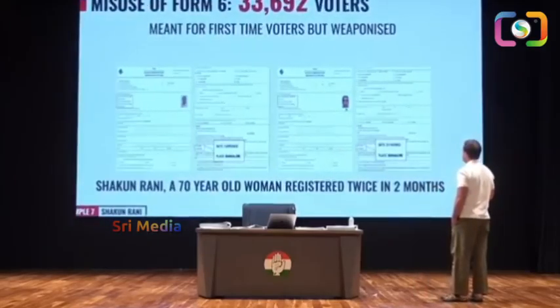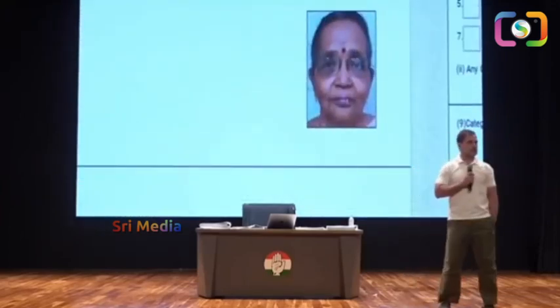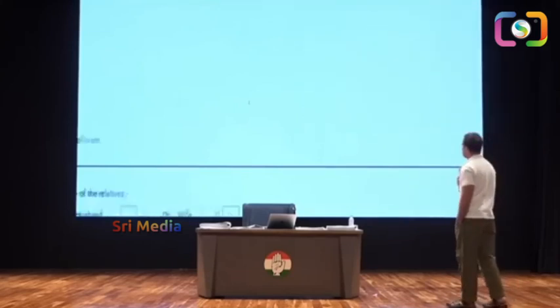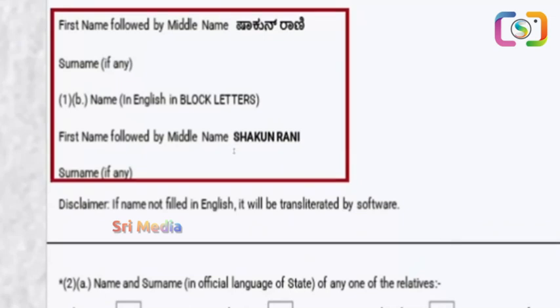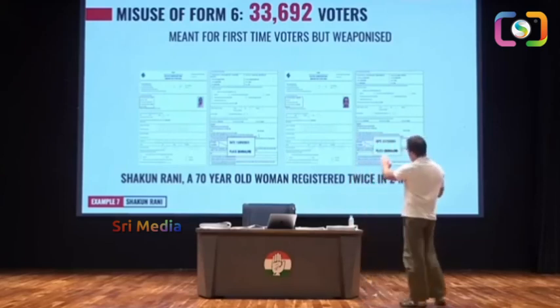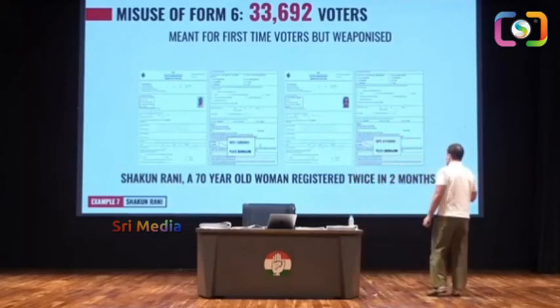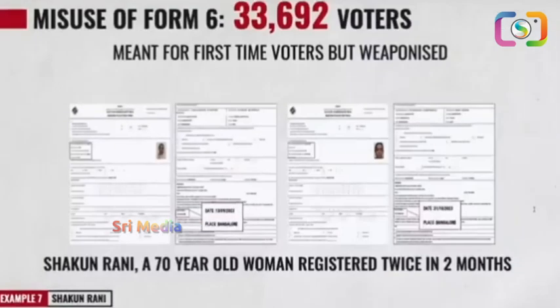Look at the picture. So this is essentially a zoomed in picture that they've taken. And this is now suddenly a new voter. Go back. Now she has no surname, but her first name is Shakun Rani. Right? But what's really interesting here, now she uses this form twice. She uses it first on the 13th, 13/9/23, and then she does it again 31/10/23.